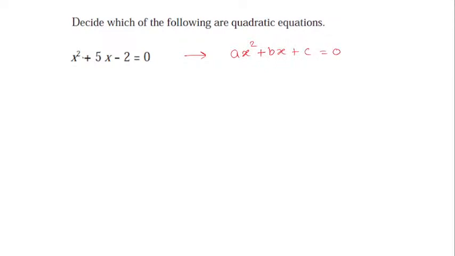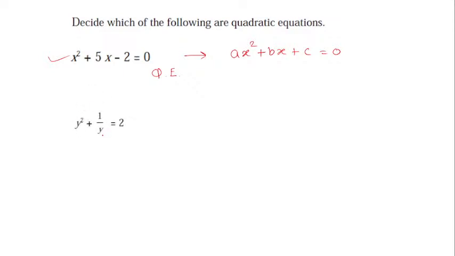Now to be a quadratic equation, only two conditions must be satisfied. That means only one variable is there. So as you can see, only x is the variable in this equation, and the maximum index of that variable is 2. So x square is there. That means this is a quadratic equation, as it satisfies both the conditions. Now let's have the next question.